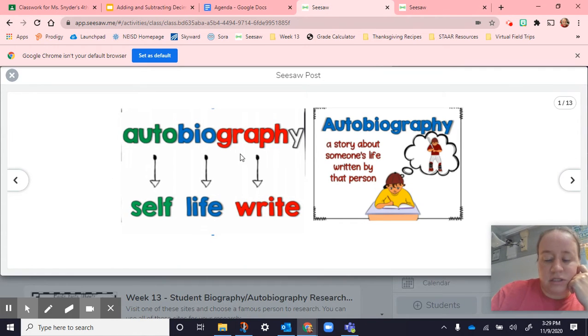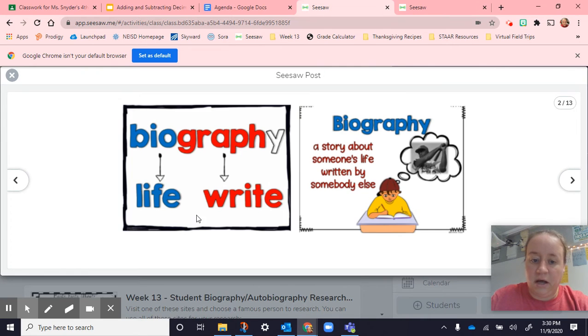All right, so here we talked about, we're talking this week about autobiographies and biographies. So we broke it down. Auto means self, bio, life, graph is to write. So this is a story about someone's life written by that person. So we're writing about someone's life and they're writing about themselves. Biography is bio, life, graph is to write. So this is a story about someone's life, but it's written about someone else.